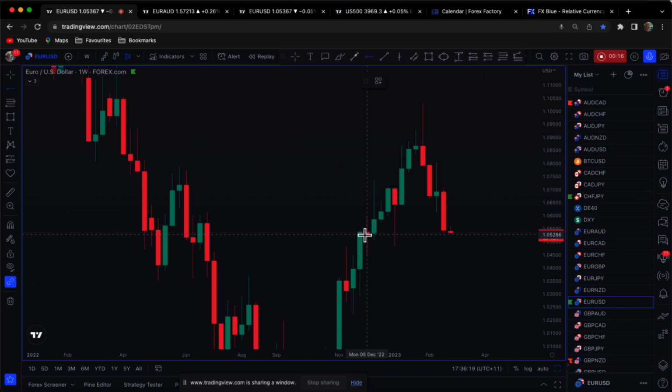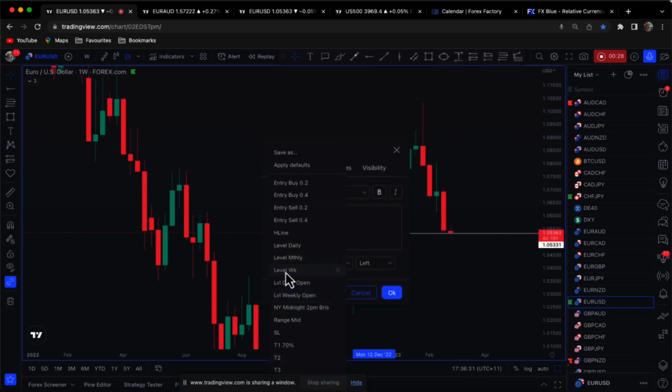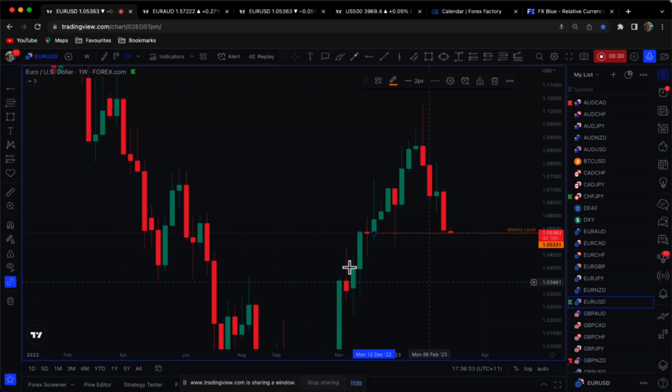Look at this level through here. We've got this candle body open here, weekly level, big support level. So we'll just mark that up as a weekly support. Comes into play back through here. Just have a look at these candle bodies. Then through here, this one, this one, this one.